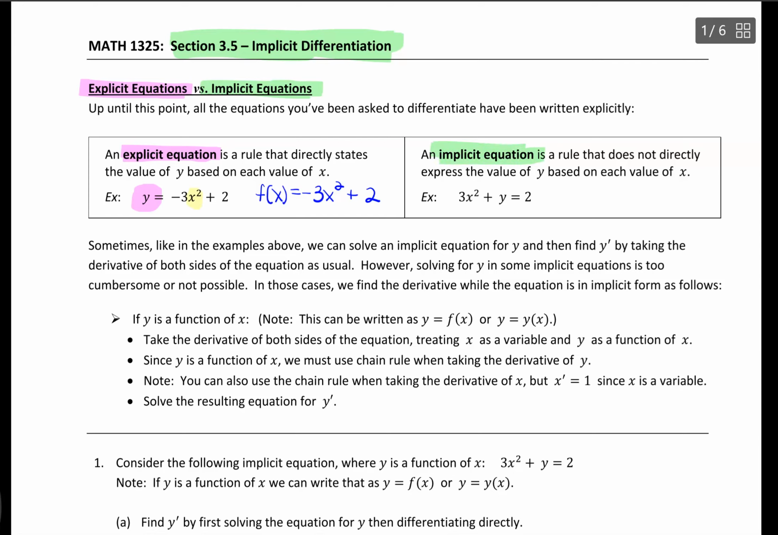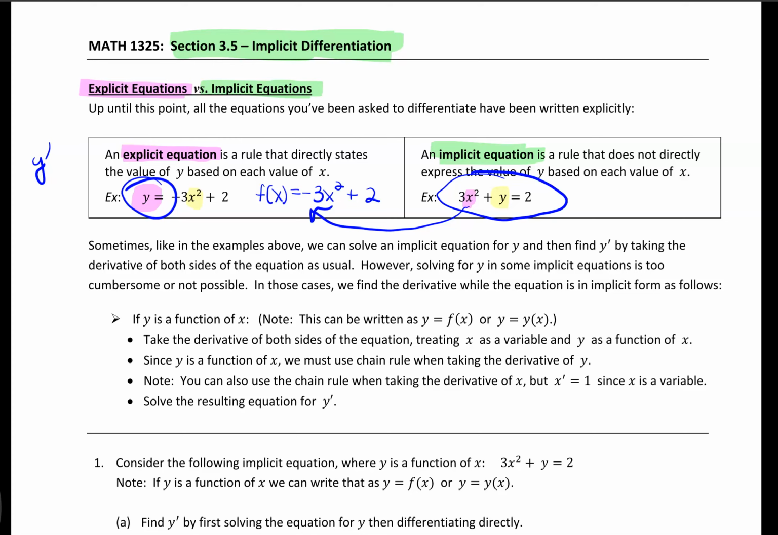An implicit equation. With an implicit equation, your variables are mixed up on the same side of the equation. Sometimes you can take an implicit equation and rewrite it explicitly, and then your life gets way easier, right? If I wanted to know what y prime was, and the original equation says y equals, then it's really easy to take the derivative.